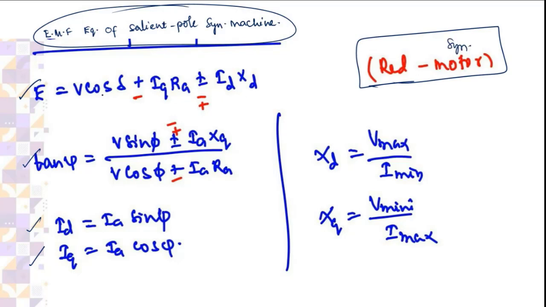For a synchronous motor, it will be V cos delta minus IQ RA plus ID XT, and similarly the standard formula also. Whereas the current equations will be the same for motor or generator, it doesn't matter. Coming to XD and XQ, if you want to find XD and XQ, you have to do the slip test. From the slip test, you get V maximum divided by I minimum as XD, and V minimum divided by I maximum as XQ.